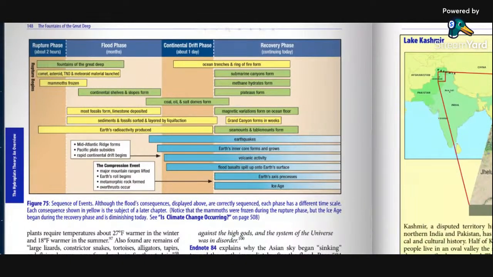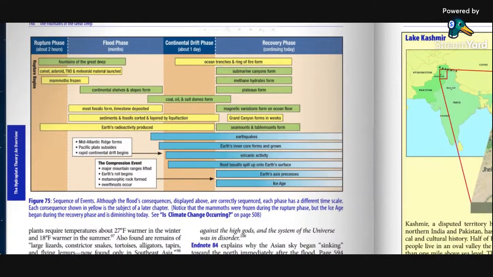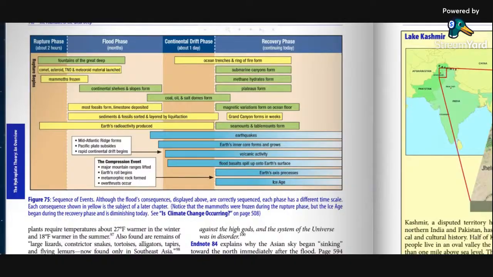Although the flood's consequences displayed above are correctly sequenced, each phase has a different time scale. Each consequence shown in yellow is the subject of a later chapter. Notice that the mammoths were frozen during the rupture phase, but the ice age began during the recovery phase and is diminishing today. So the first phase, the rupture phase, includes the fountains of the Great Deep, comets, asteroids, trans-Neptune objects, and meteors, material launched, and mammoths frozen. That's in the rupture phase.